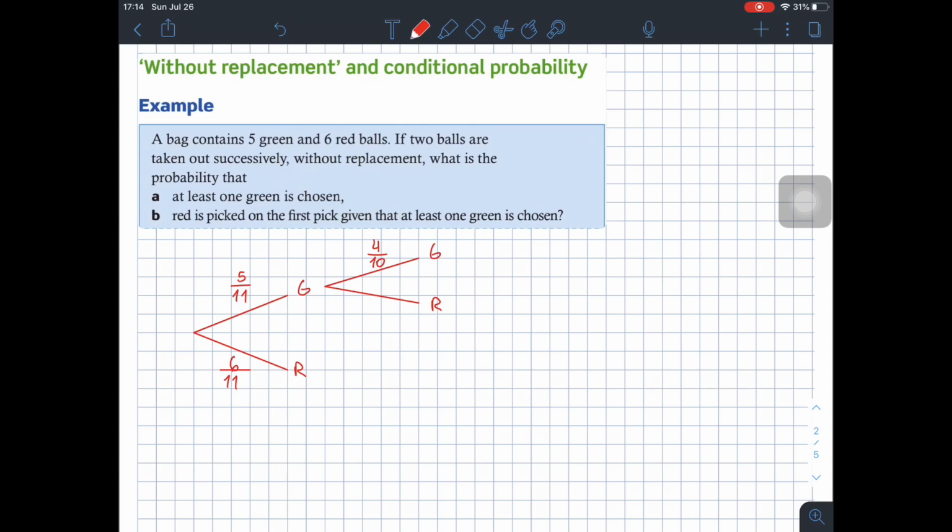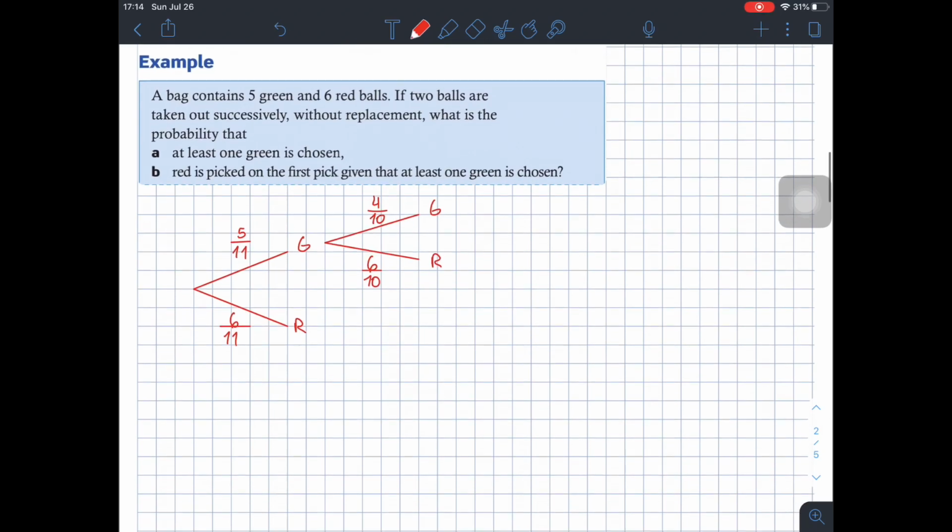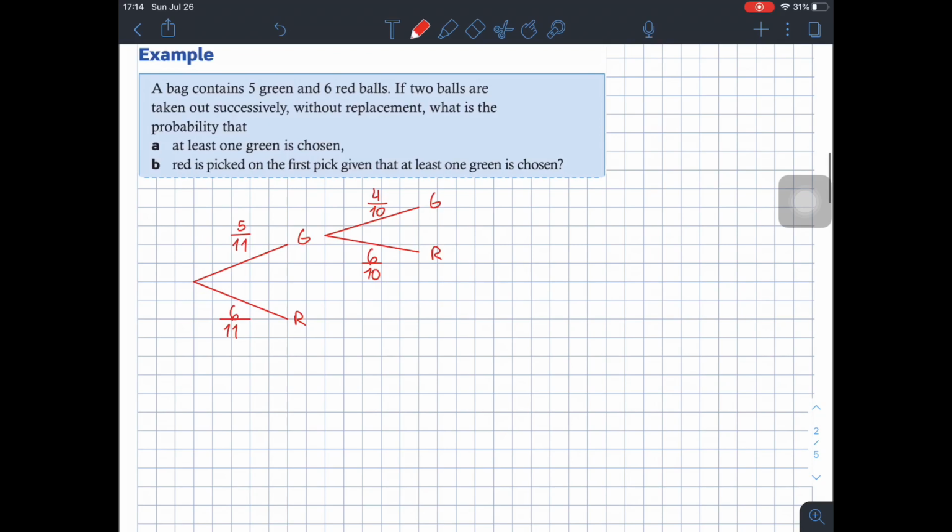And the new probability for red would be, since I haven't taken any red ones yet, I still have 6, but my universe is now 10 because I took 1 ball without considering the color, right? I took 1 ball from the bag.